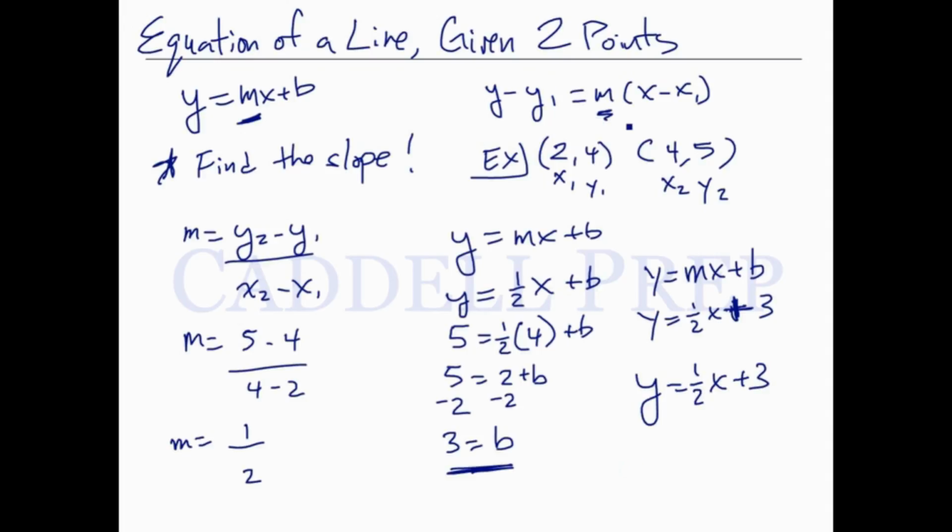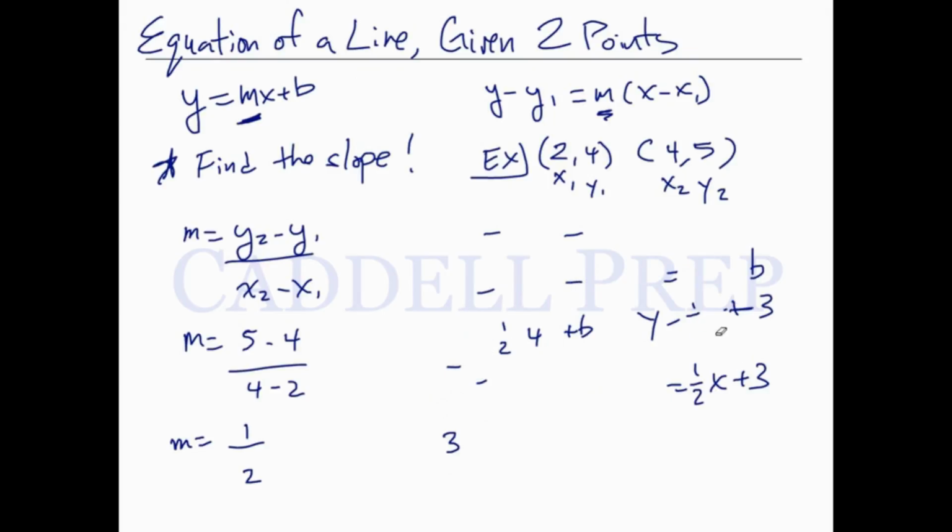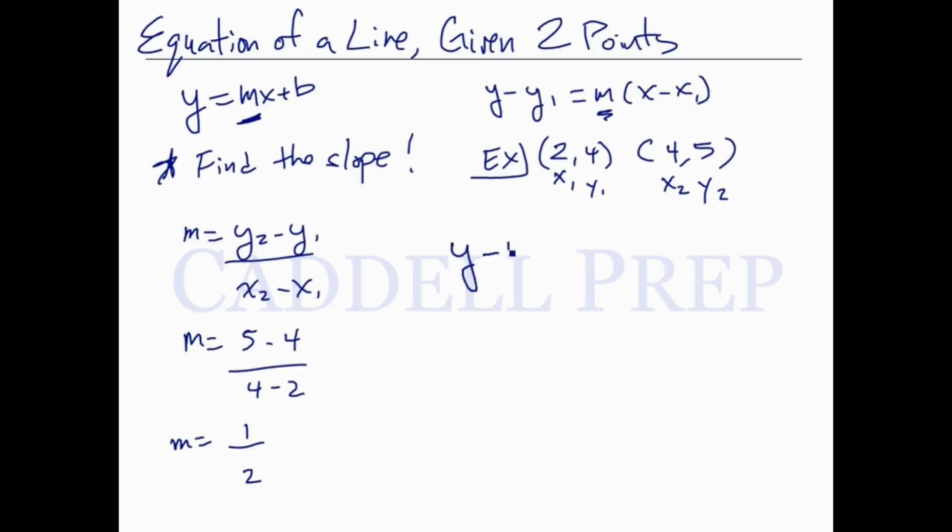Alright, now let's try it using this method. So let me get rid of this. And let's solve using the point slope formula. y minus y1 equals m times x minus x1. So even if we're going to use this, the first thing we have to do is, of course, find the slope, which we already did.